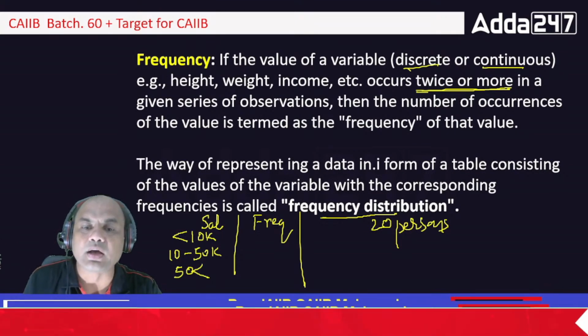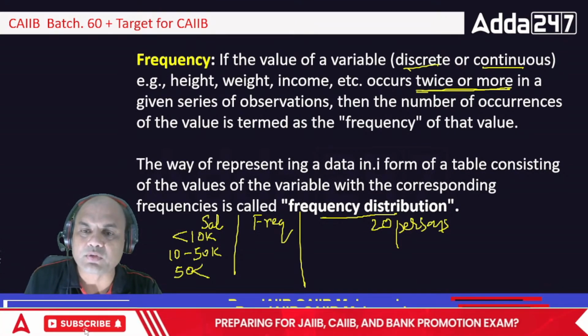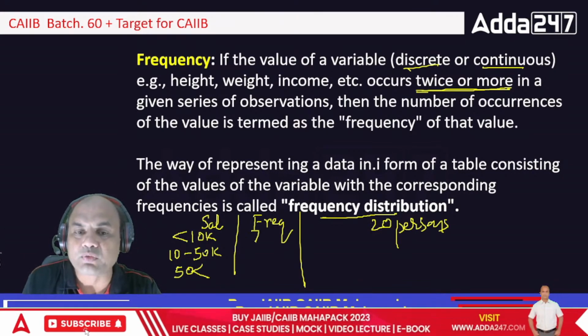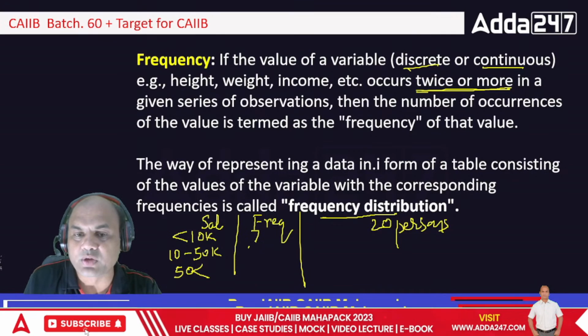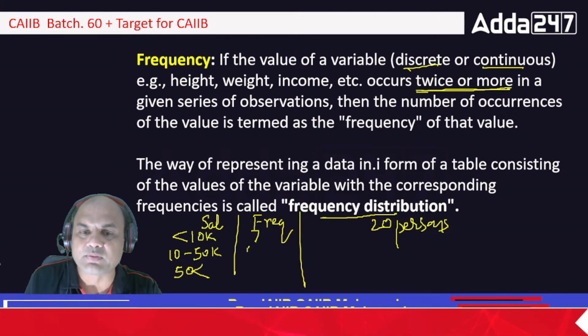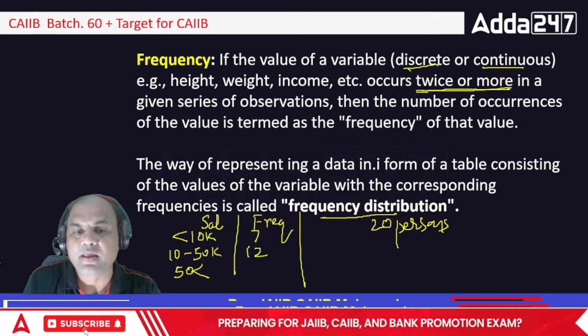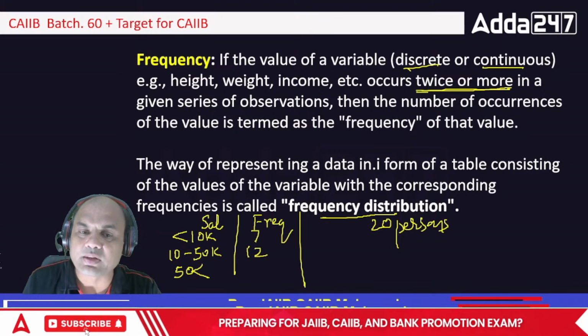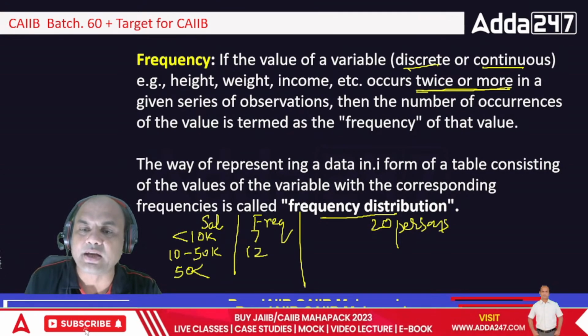Now, out of these 20 persons, I am getting 7 over here. For 10 to 50, let's say I am getting 12. Then how many will be there for greater than 50? 12 plus 7 is 19 and the total is 20, so 1 will be there over here.